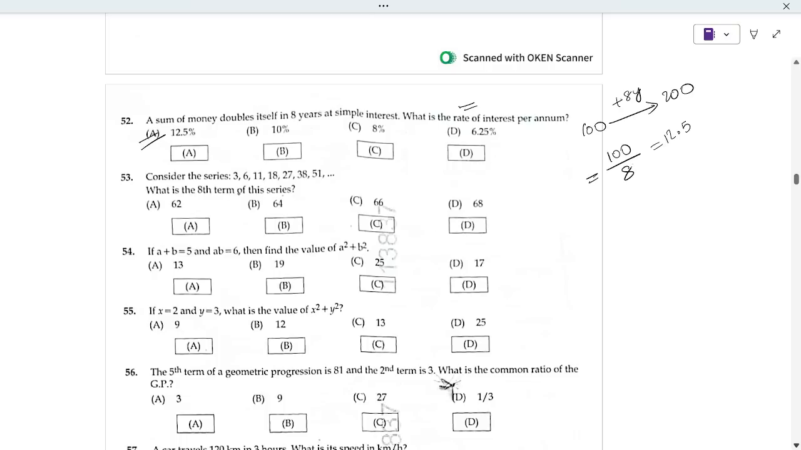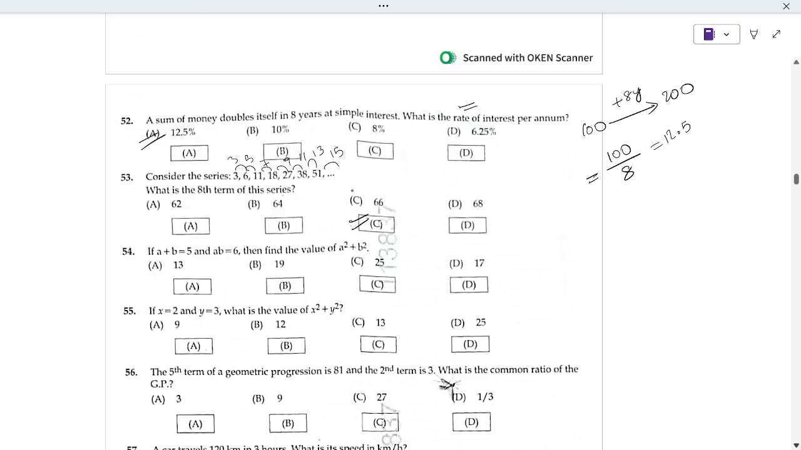Right, they're asking us to find the 8th term. 1, 2, 3, 4, 5, 6, 7, 8. Here the difference is what? 3. Here the difference is 5. Here the difference is 7. Here the difference is 9. This difference is 11. Alright, this series is similar, but it's just an extra added. That's it. So this is 11. Right, this is 13, then this becomes 15. That means here 66. 51 plus 15 will give us 66.